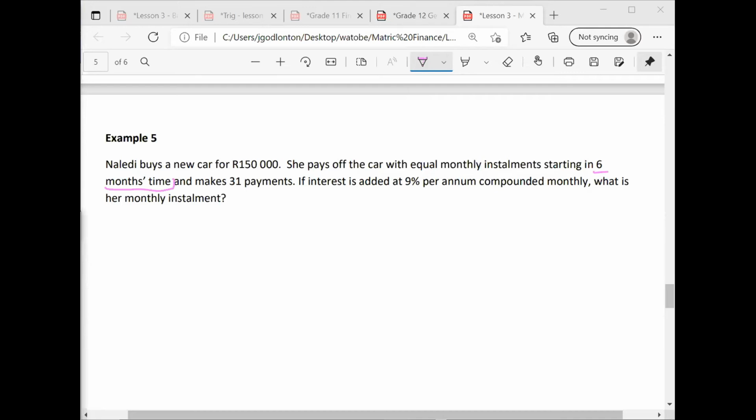So if you're ever offered a deferred payment, just know that it's not in your best interest, because they are trying to get more money out of you by adding interest.